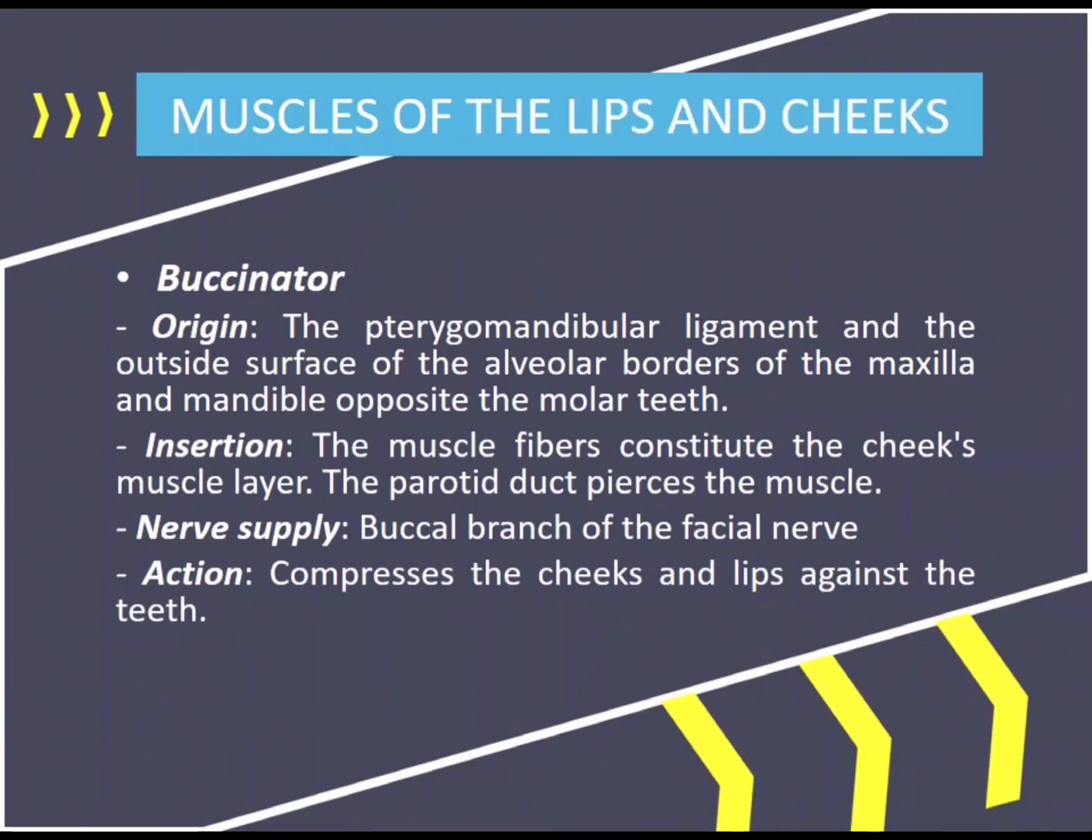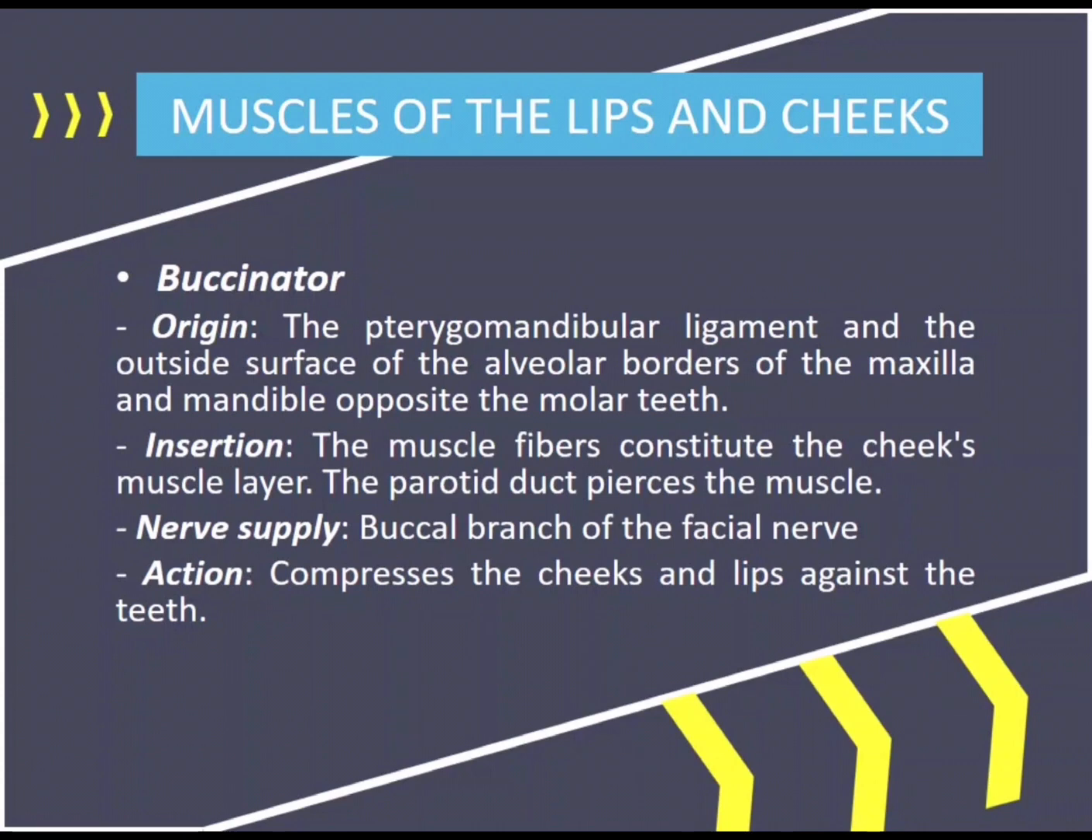The first two muscles discussed were specifically about the muscles of the lips, and this one tackles the muscle of the cheek, the buccinator. Origin: the pterygomandibular ligament and the outside surface of the alveolar borders of the maxilla and mandible opposite the molar teeth. Its insertion: the muscle fibers constitute the cheek's muscle layer.